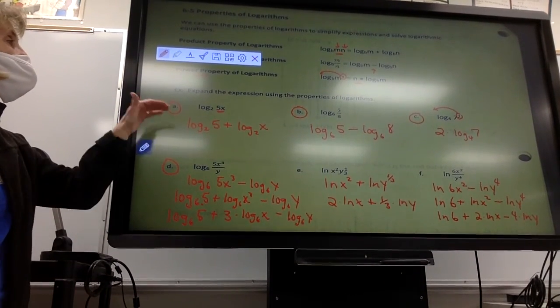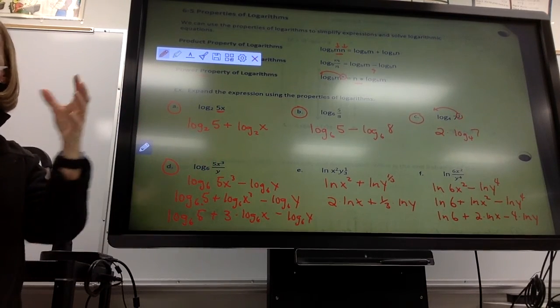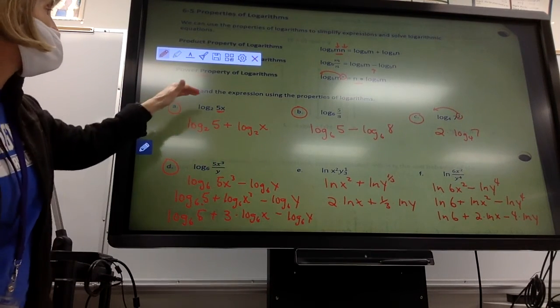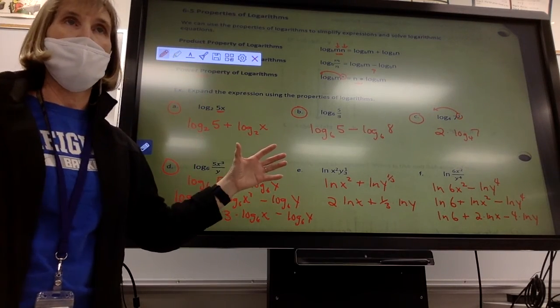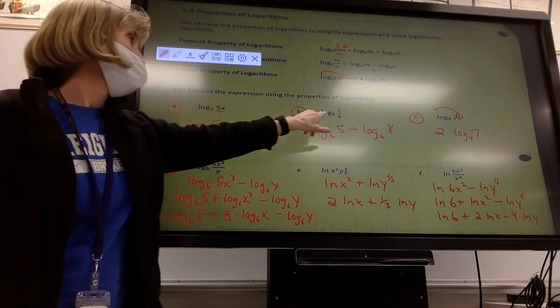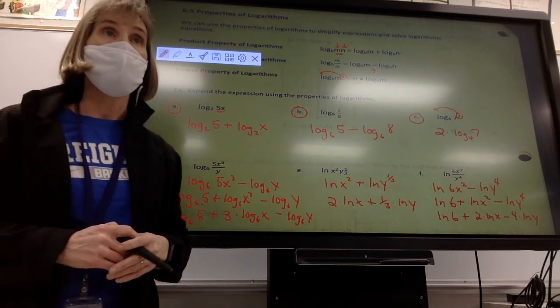Okay, so when you read the directions for this, and tomorrow we're going to be taking the expanded version and condensing it back down, when you read the directions and it says expand, think about, okay, to expand something makes it bigger. So I'm going to take this expression and use my properties to expand it out. Okay?